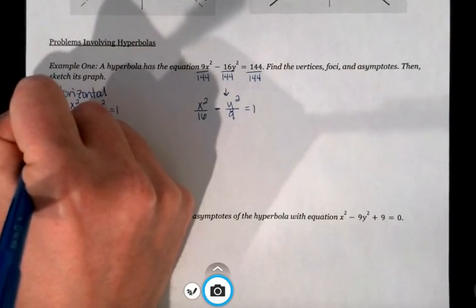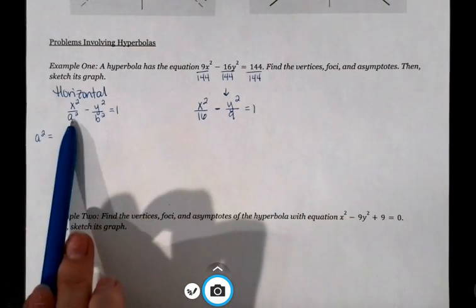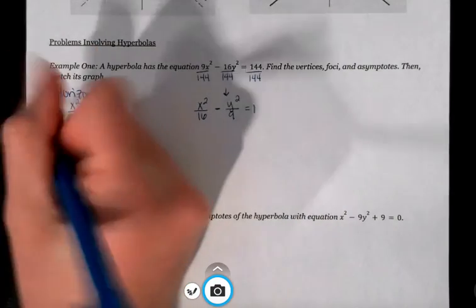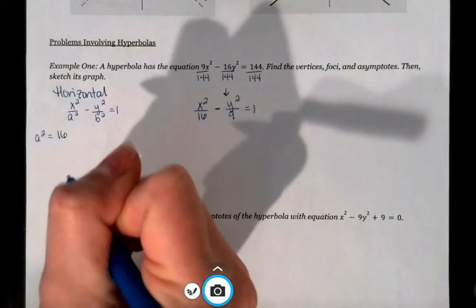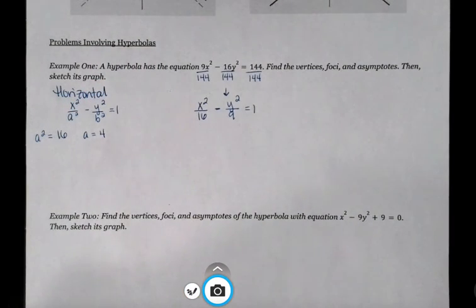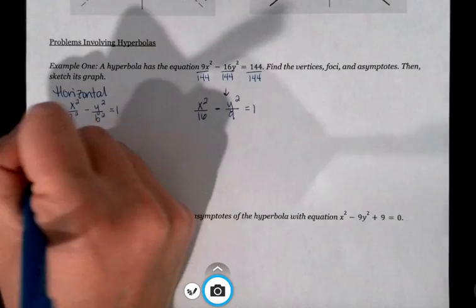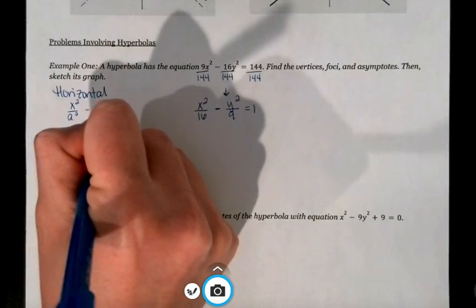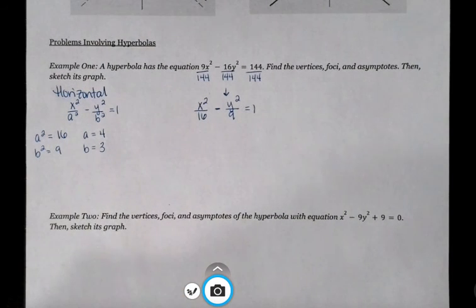So my a squared is the number that's underneath my x squared. So in ours, my a squared is 16, which means my a value is 4. My b squared is 9, which means when I take the square root, b would be 3.